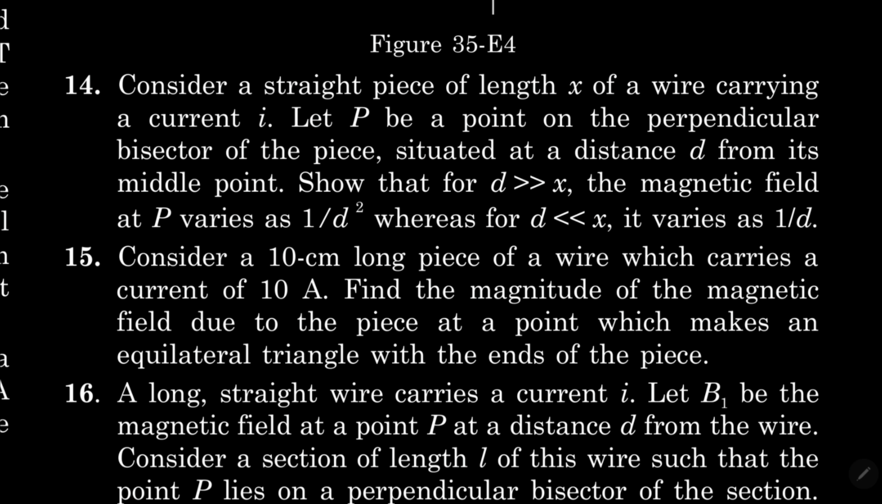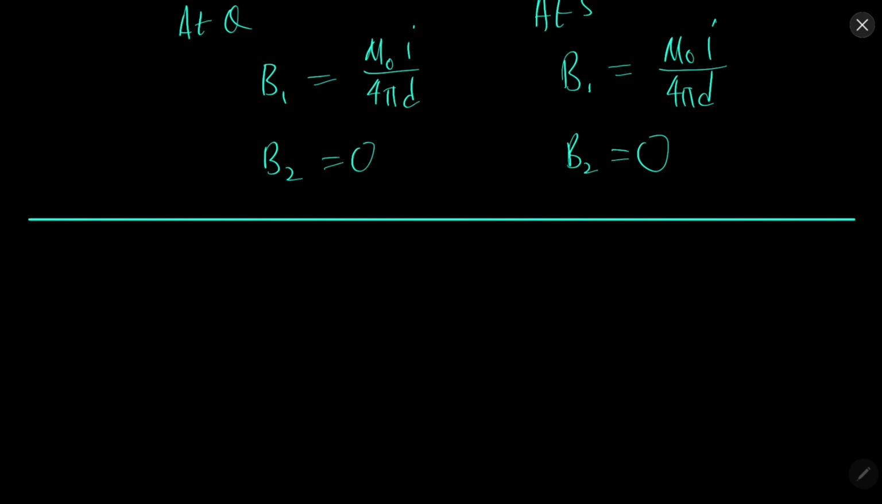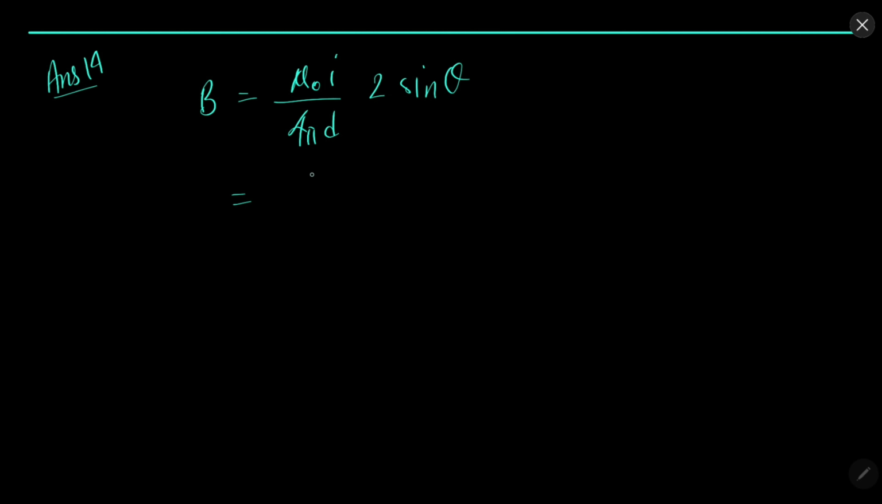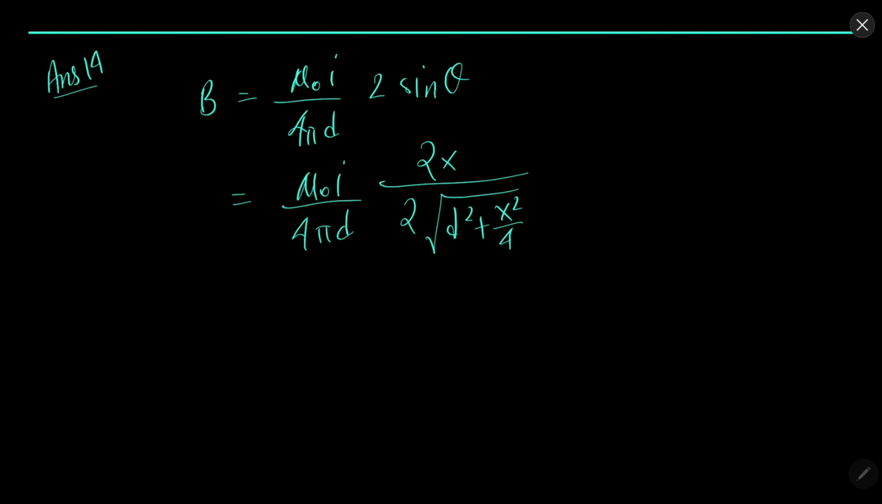In question 14, show that for d much greater than x, the magnetic field at P varies as 1 by d square. Solution 14. The magnetic field will be mu naught I over 4 pi d into 2 sine theta. It will be mu naught I over 4 pi d into 2x over 2 root d square plus x square by 4.